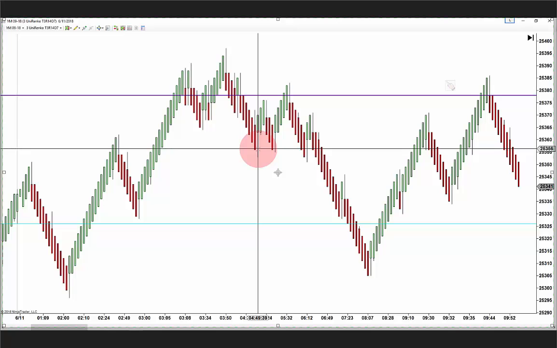So I have not touched this system since Sunday. I have not changed the rules one iota. They're exactly the way they were last weekend. And I just let this system roll all week long.